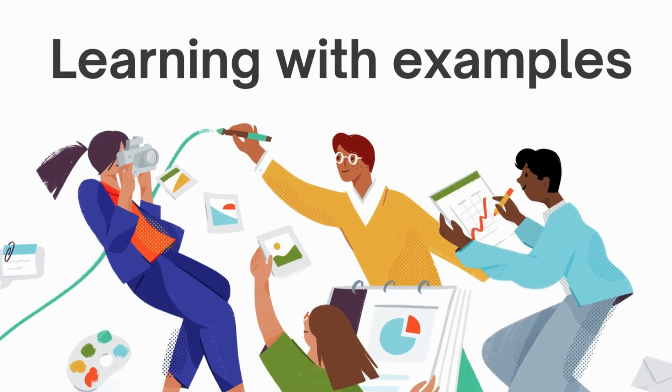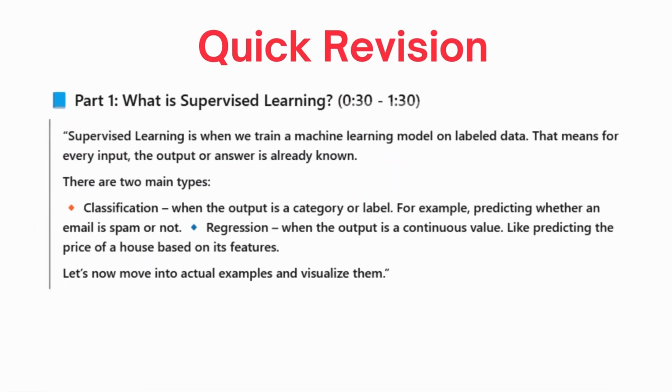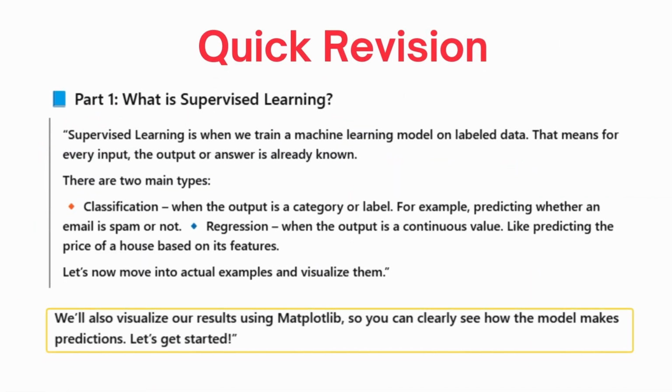Learning with examples. Before moving on with examples, let's do a quick revision of what we have learned recently. What is supervised learning? Supervised learning is when we train a machine learning model on labeled data. This means for every input, the output or answer is already known. There are two types. Classification, when the output is a category or label, for example, predicting whether an email is spam or not. Regression, when the output is a continuous value, like predicting the price of a house based on its features.